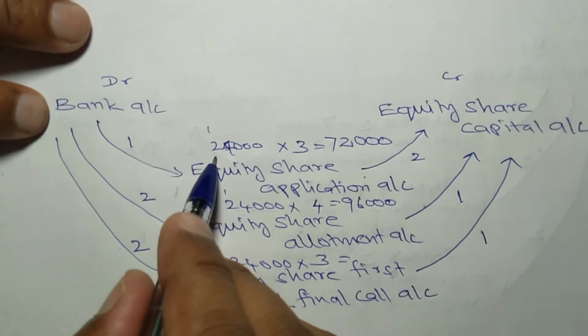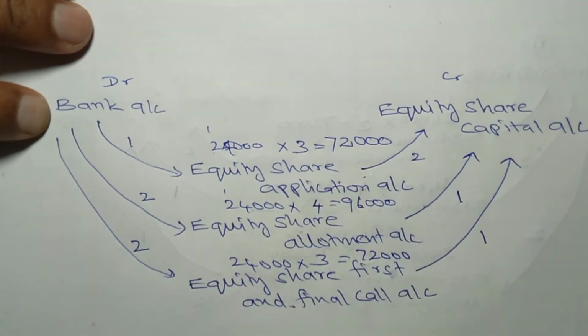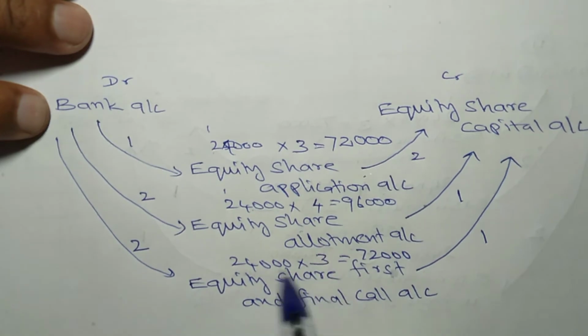Then here same thing. First one is 24 into 3. Same thing is here, 24 into 3. Here 72,000. So write 72,000. No need to multiply it again. So now amounts also, all the entries are passed.